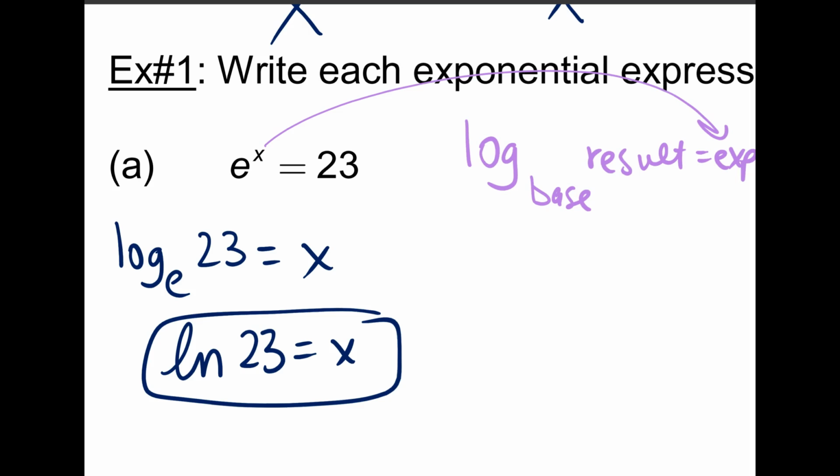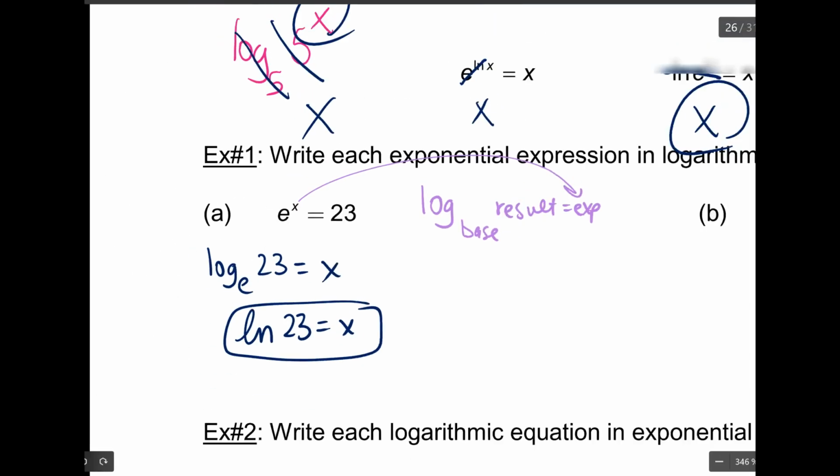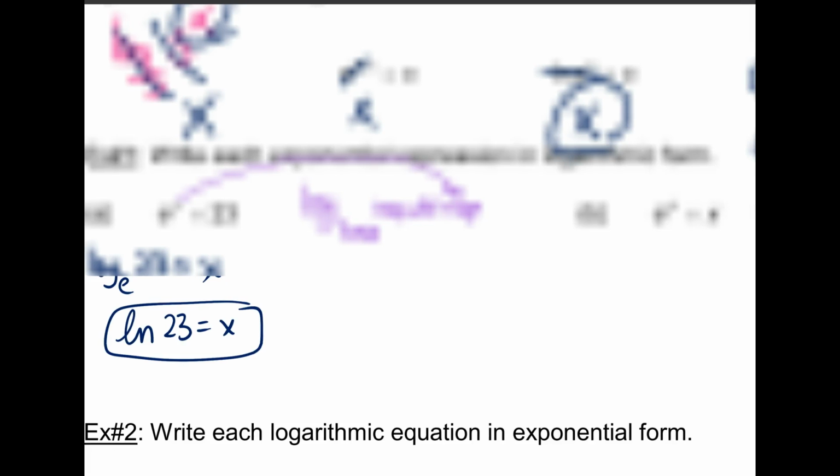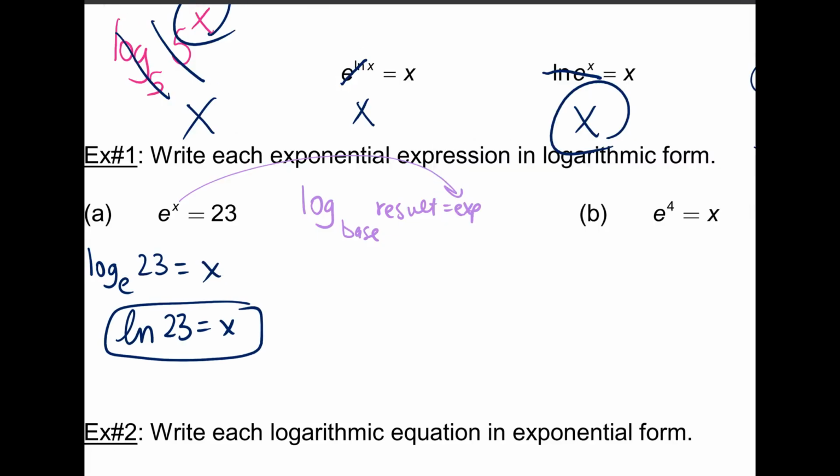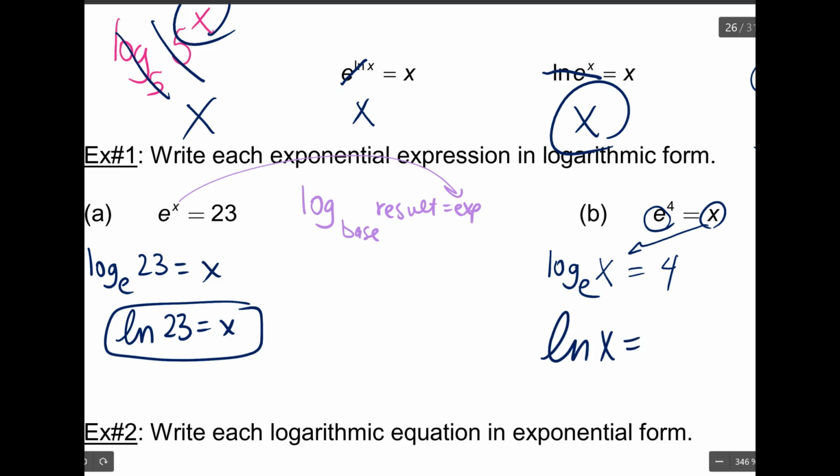Okay, let's try part B. Let's try example 1B. I just want to rewrite this in logarithmic form. So I have log base E, because that was my base, of the result, x equals 4. Or another way we could say, instead of saying log base E, I can write ln of x equals 4. Good.